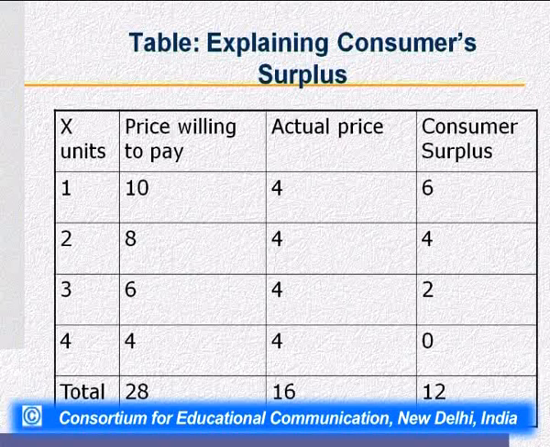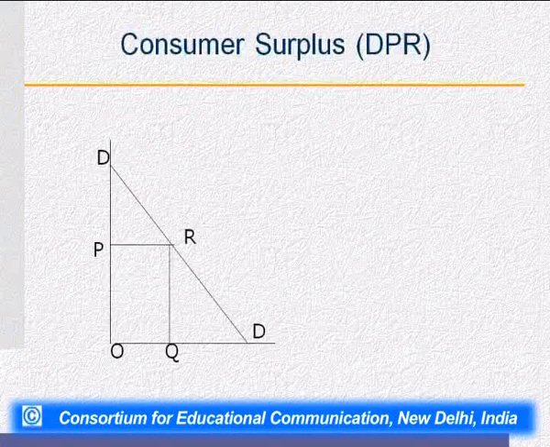The same unit, second unit 8 to 4, the consumer surplus is 4. Third unit 6-4, the consumer surplus is 2. What is the difference between the price willing to pay and the actual price? In the same scenario, the total unit is 20, the total price willing to pay is 28 and the actual price is 16, so the consumer surplus is 12.